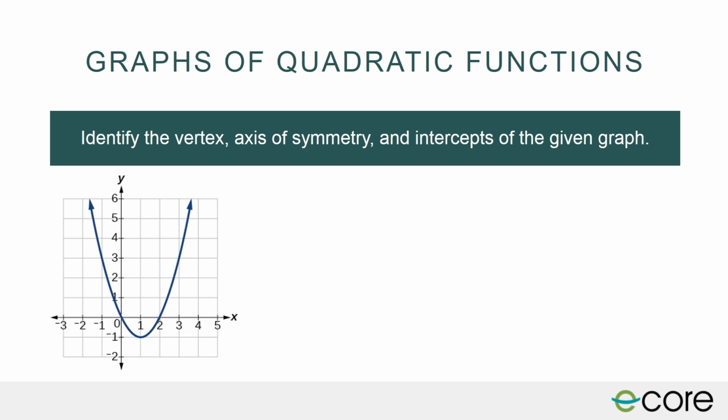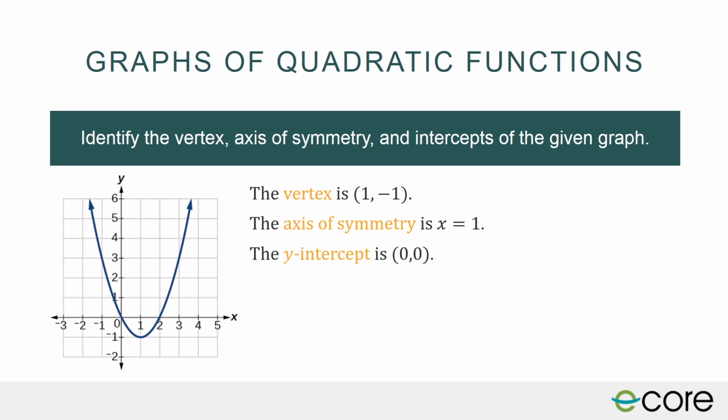Let's identify the vertex, axis of symmetry, and intercepts of the given graph. The vertex is (1, -1). The axis of symmetry is x = 1. The y-intercept is the point (0, 0), and the two x-intercepts are the points (0, 0) and (2, 0).